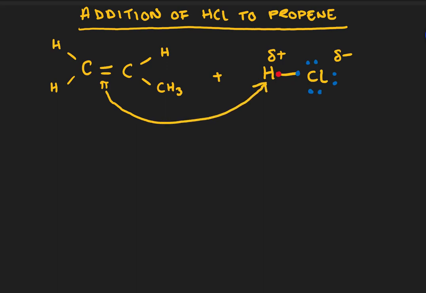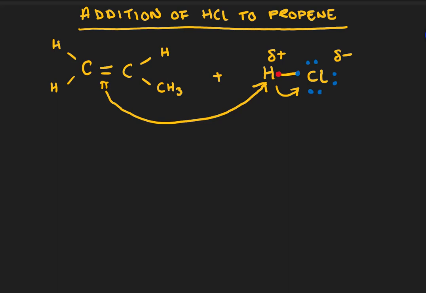What's going to happen is these pi electrons are going to interact with this hydrogen at some point, and they're going to bring it over to itself. Now, hydrogen can only have one bond, so the bond between the hydrogen and the chlorine must break. And when it breaks, this red electron is going to be pulled towards the more electronegative chlorine. We'll see that shortly.